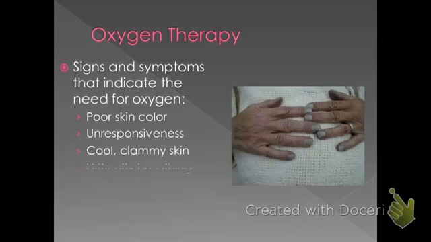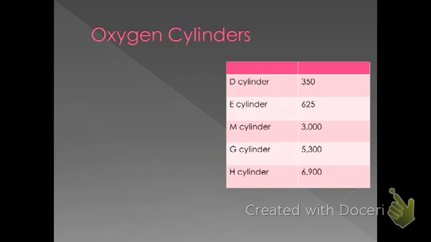Other signs and symptoms would be a patient who has cool, clammy skin and isn't breathing efficiently and adequately, and then obviously the patient who's having difficulty moving air in and out of their body. And then last but not least is a patient who is experiencing blood loss that cannot be controlled, or is uncontrolled.